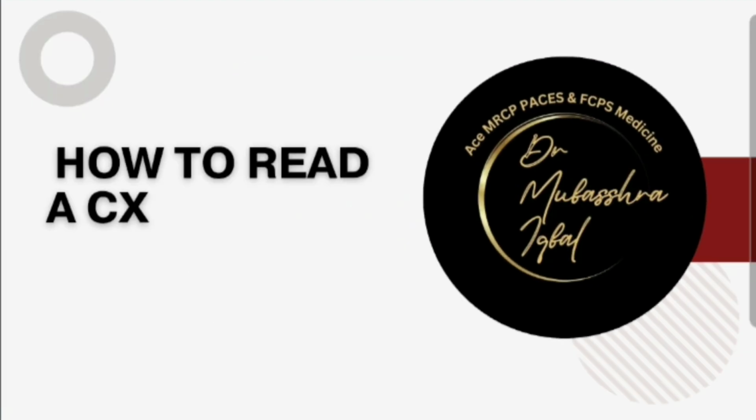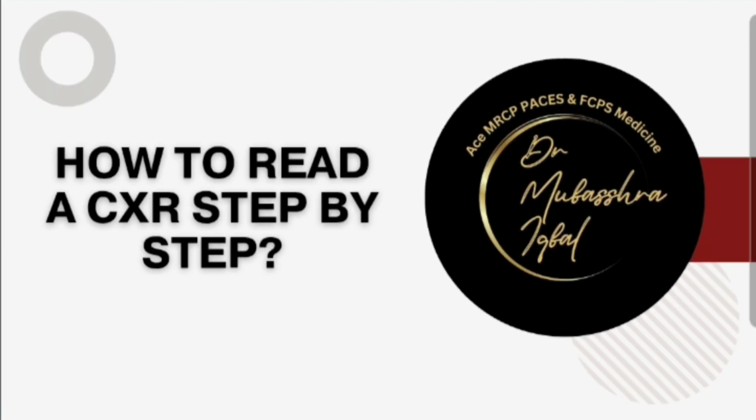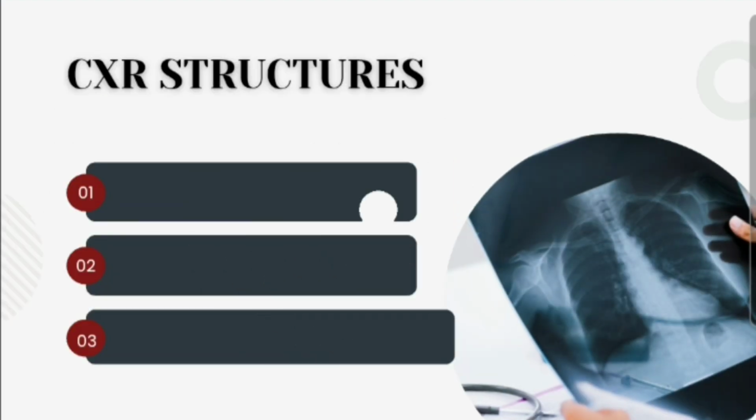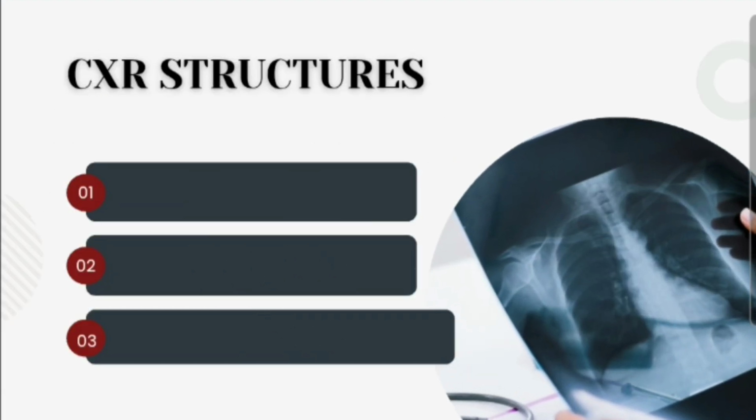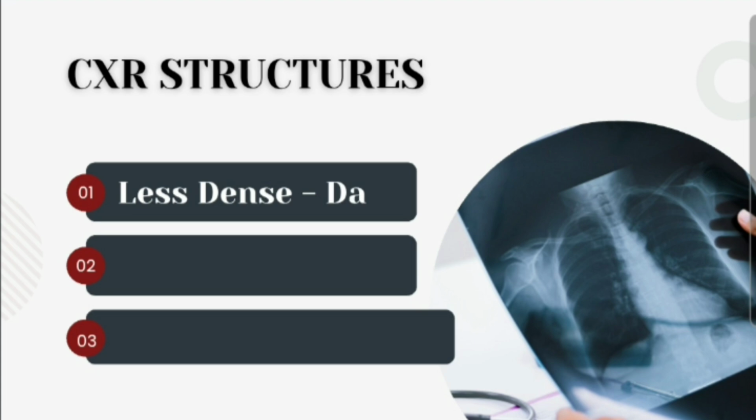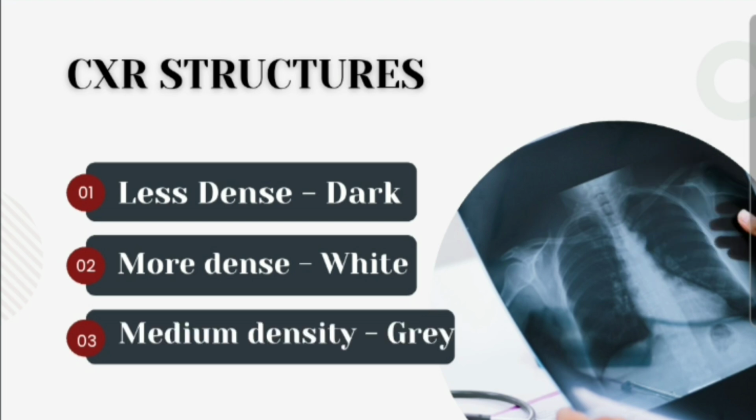Many candidates fail their talk station because they miss simple findings on the chest X-ray. Today I will show you how to read it step by step. In a chest X-ray, structures that are less dense appear dark or black, for example, lungs, and structures that are more dense appear white, for example, bones and tumors, and structures with a medium density appear gray.